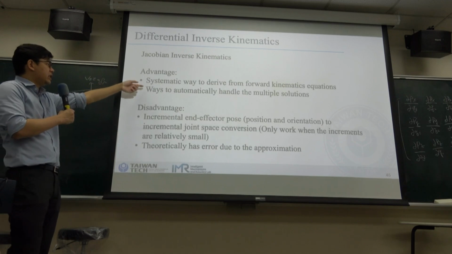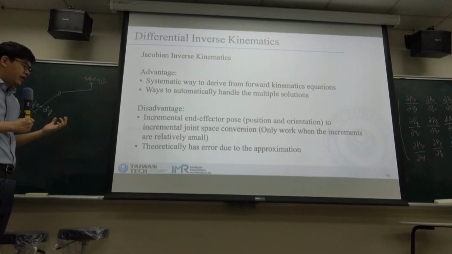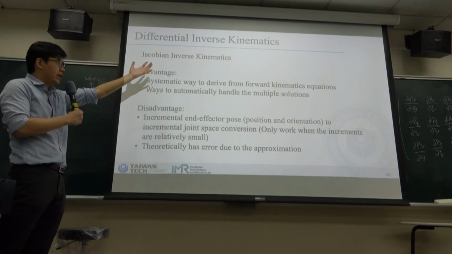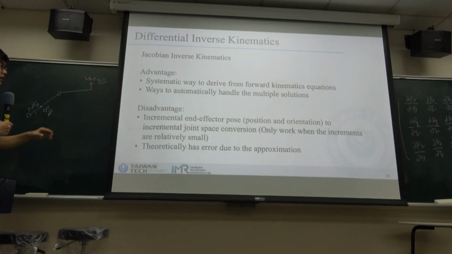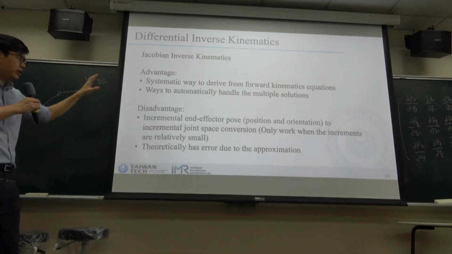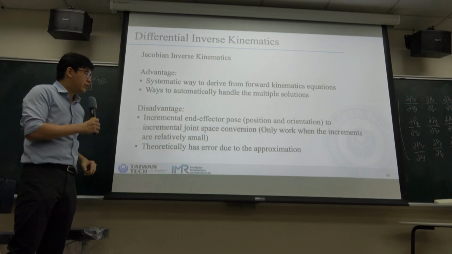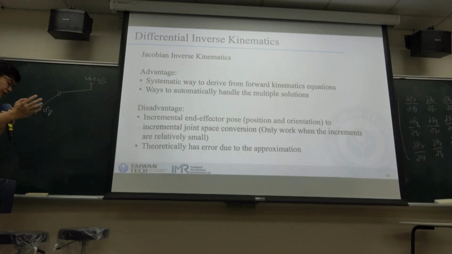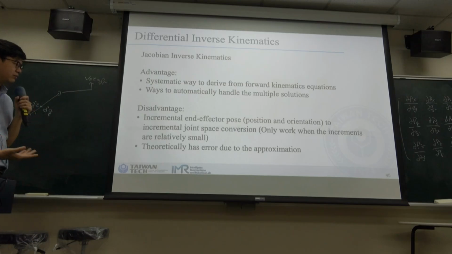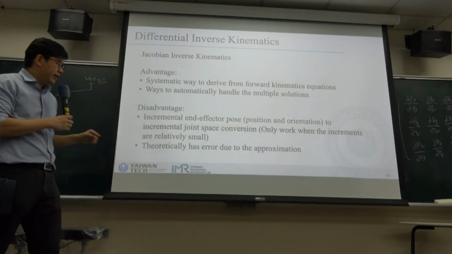The advantage is that you have a systematic way to derive it from the forward kinematic equations, since for serial robots the forward kinematics is very easy. If you use the DH method, you can derive your forward kinematics equations, and then you can get your Jacobian. It also automatically handles multiple solutions, because the Jacobian inverse kinematics, or numerical method, will always generate one solution each time. The disadvantage is that it is incremental on the end-effector pose, so you need your current configuration and also your current joint configuration. There will be errors due to approximations, but through iterations, if you set up a threshold, the errors can be very, very tiny.